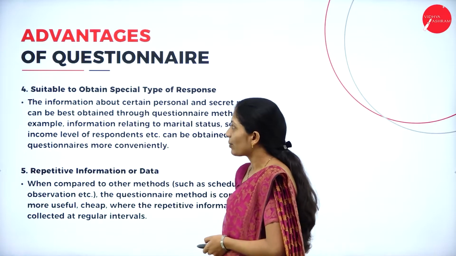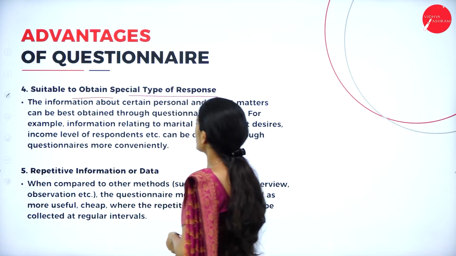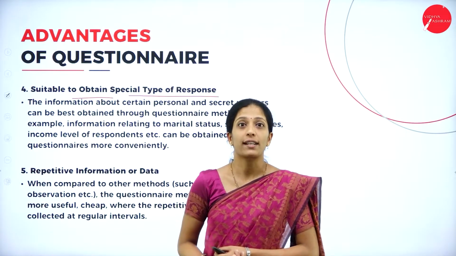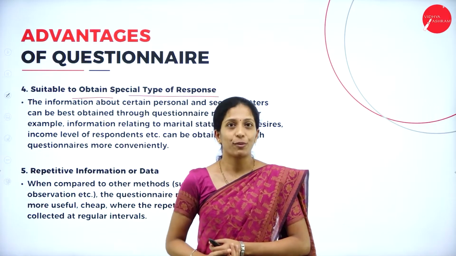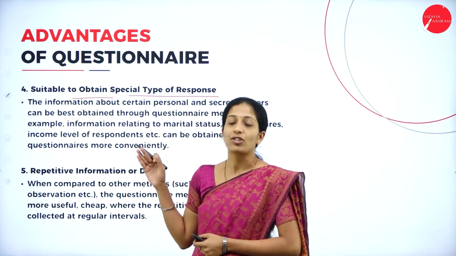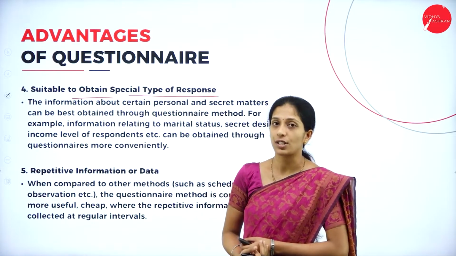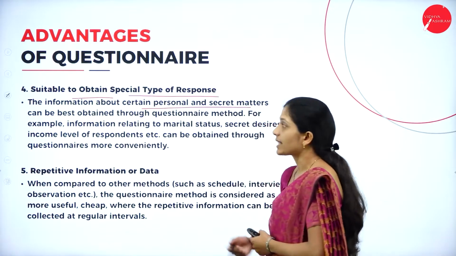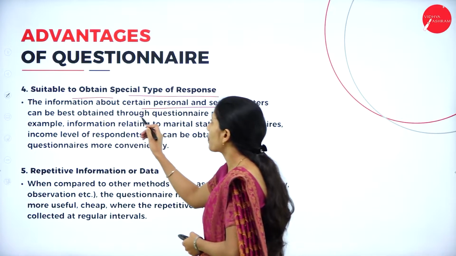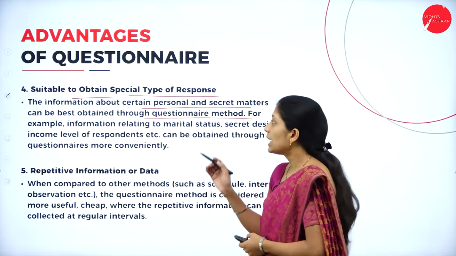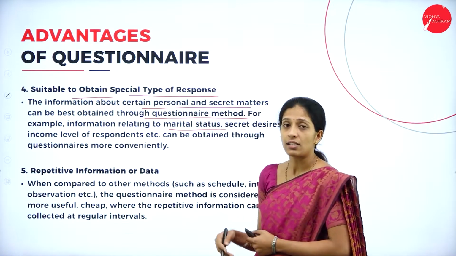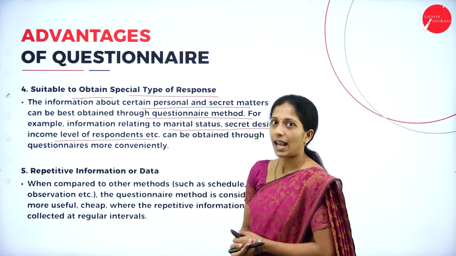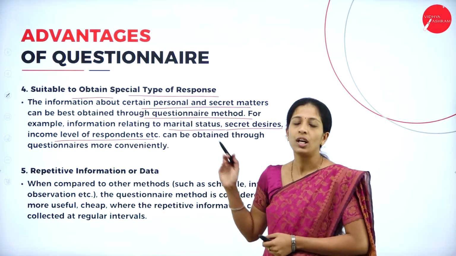Now coming to the next advantage, suitable to obtain special type of response. There are certain respondents who don't want to share their personal information. In such cases, through this questionnaire, they will express their personal things which may be helpful for the researcher. The information about certain personal or secret matters can be best obtained through the questionnaire method. For example, information relating to their marital status, their age maybe, or the secret desires, income level of the respondents, etc., can be shared by the respondents through the questionnaire method.